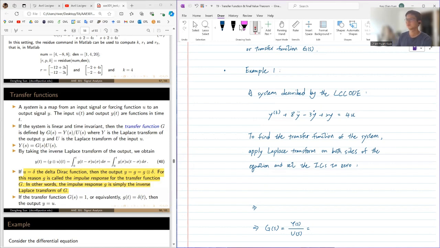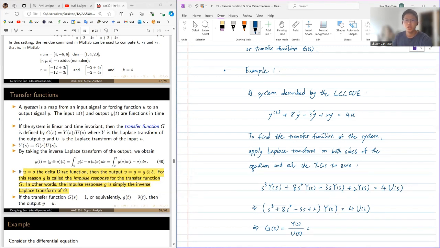Then we will get s cubed times Y(s) plus 8 times s squared times Y(s) minus 3 times s times Y(s) plus 2 times Y(s) equals 4 times U(s). And we can simplify the equation as (s cubed plus 8 times s squared minus 3 times s plus 2) times Y(s) equals 4 times U(s).